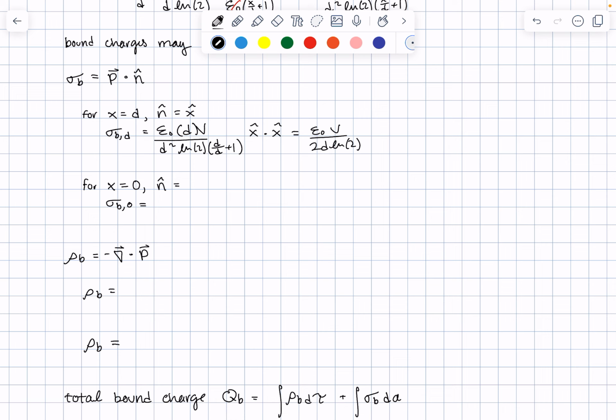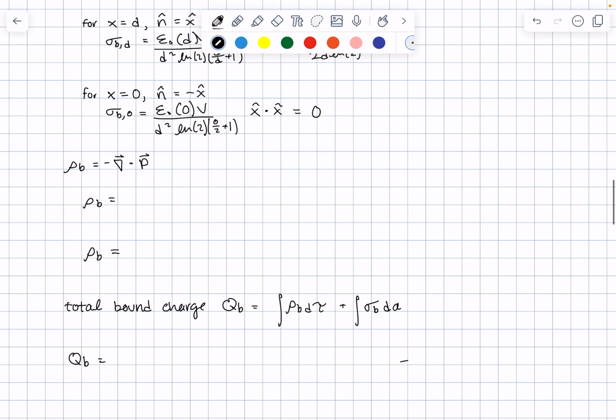Similarly, for x equals 0, our n hat factor will be equal to negative x hat. So then our surface bound charge density at 0 will be epsilon naught times 0 v over d squared ln of 2 times 0 over 2 plus 1, and pretty obviously x hat times x hat gives us 0. And then our volume bound charge density will be given by this equation, and we can solve that here.